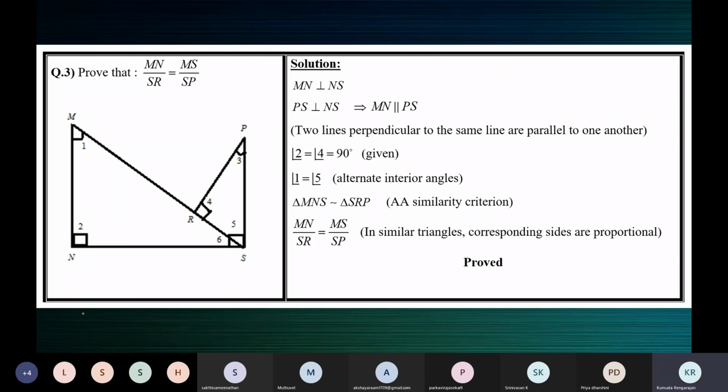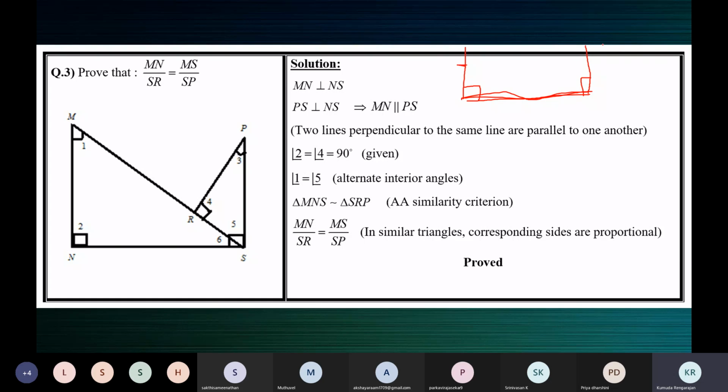Okay, so I have given a different reason. So this again is true. Two lines perpendicular to the same line are parallel to one another. If two lines are perpendicular to the same line, they're parallel to one another. So this is that line. These are the two lines perpendicular to the same line.